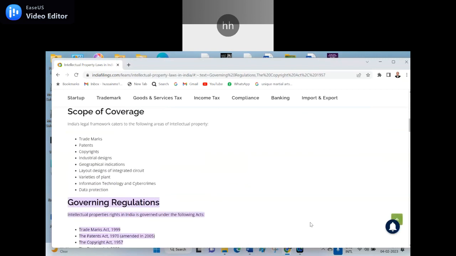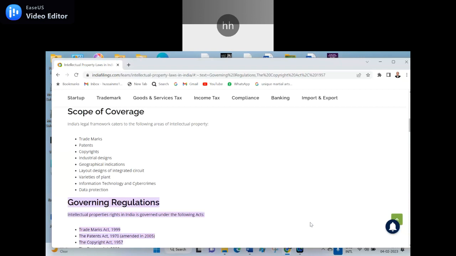And if you happen to see, India's legal framework guarantees the following areas of intellectual property. Number one, trademarks, patents, copyright, industrial design, geographical indication, layout design of integrated circuits, and varieties of plants, information technology and cyber crimes, and data protection. These all come under intellectual property. And for each one, there are laws. Even a cinematography law also comes under intellectual property. And there are many governing rules also.